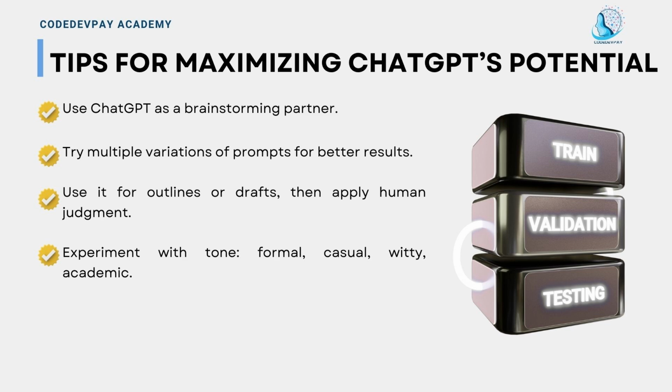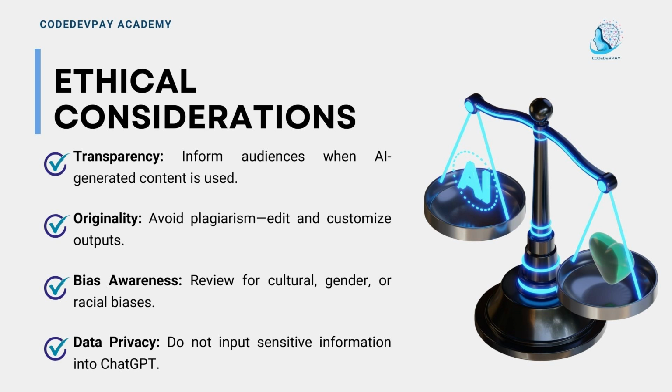What are some of the ethical considerations? We have transparency. One needs to inform the audience when AI-generated content is used. Originality. Avoid plagiarism, edit, and customize output. Bias awareness. Review for cultural, gender, or racial bias. Data privacy. Do not input sensitive information into ChatGPT.